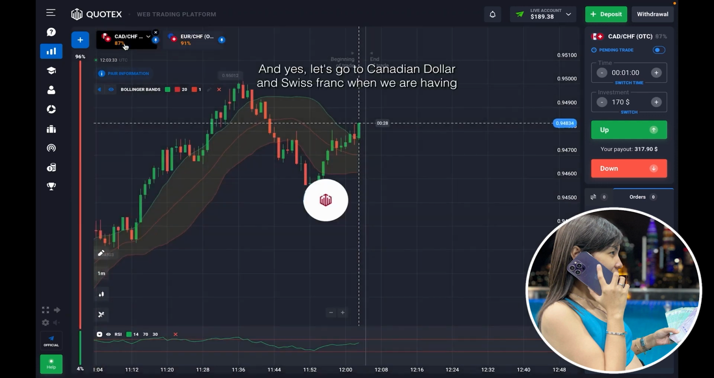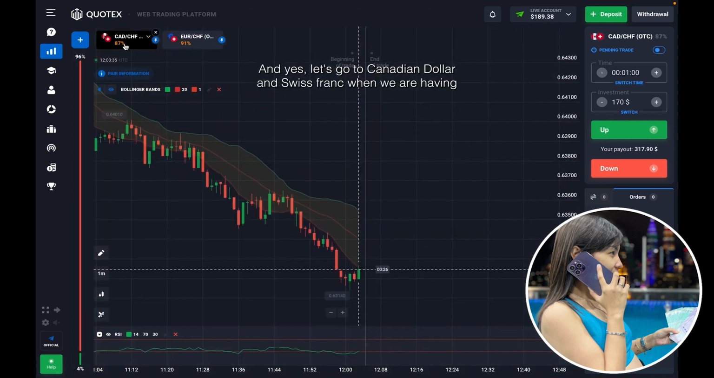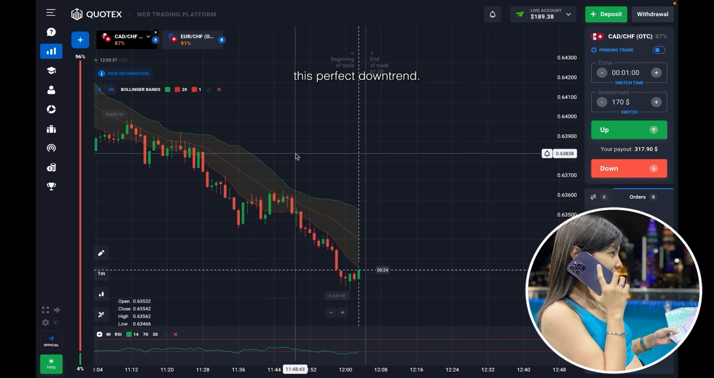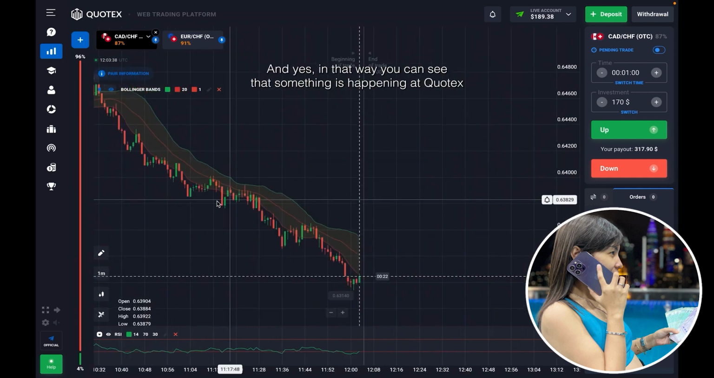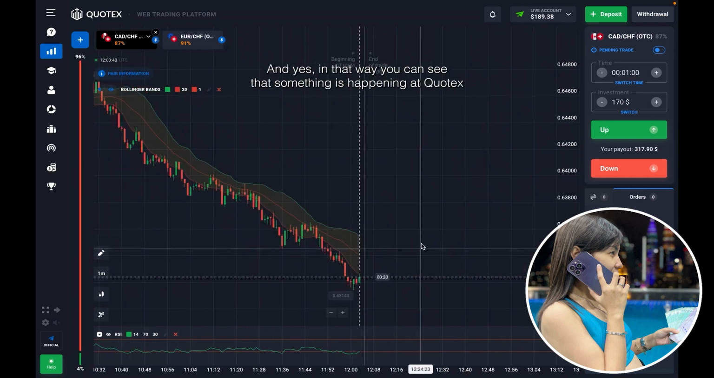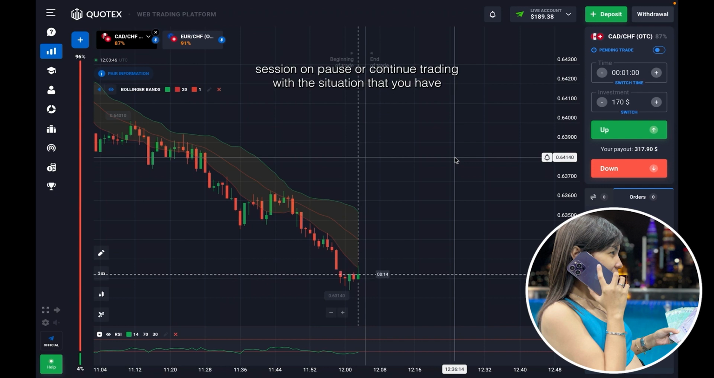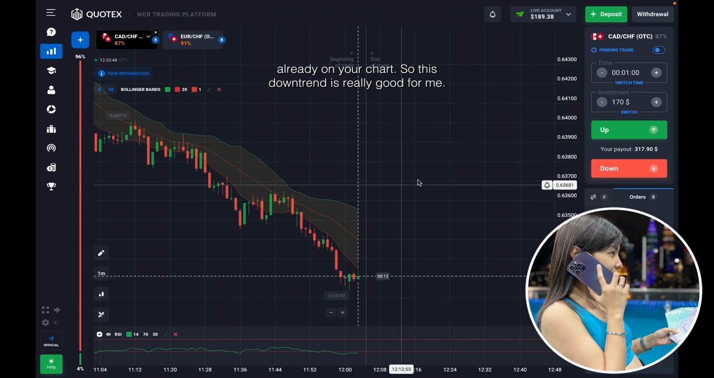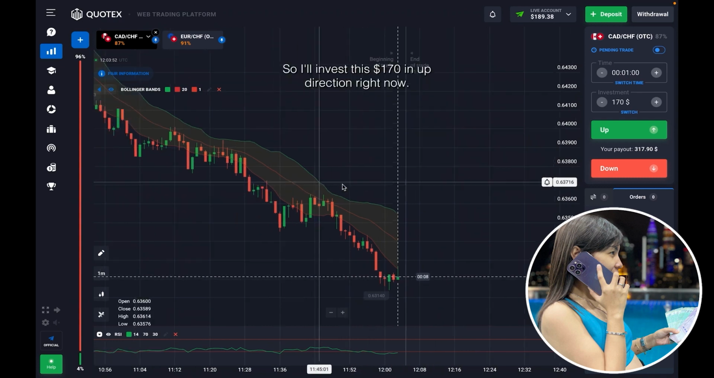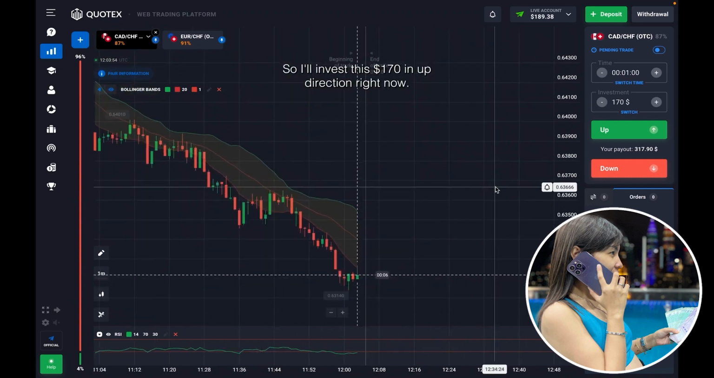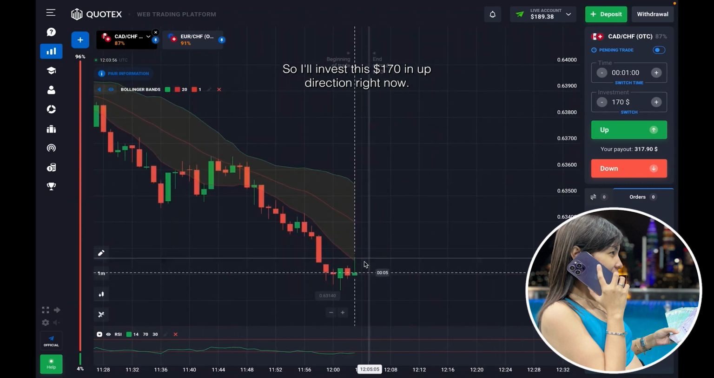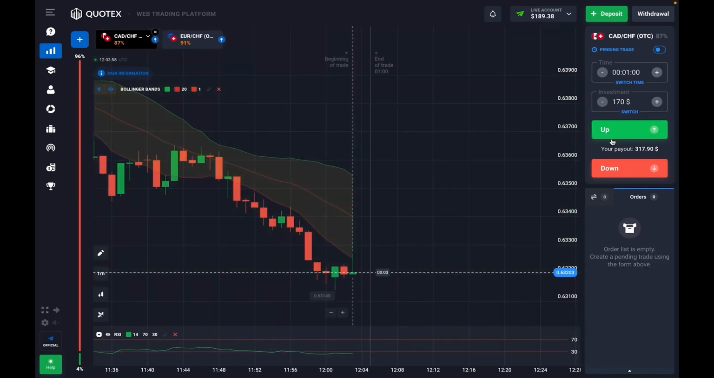So let's go to Canadian dollar and Swiss franc, when we're having this perfect downtrend. And in that way you can see that something is happening to Quotex or with your broker, whether you have to take a break to put your trading session on pause or continue trading with the situation that you already have on your chart. So this downtrend is really cool. And I'll invest here $170 in that direction right now.